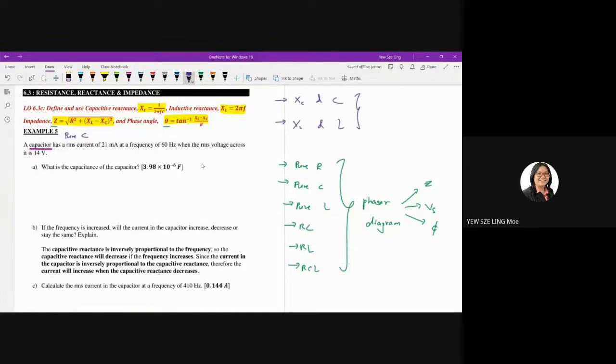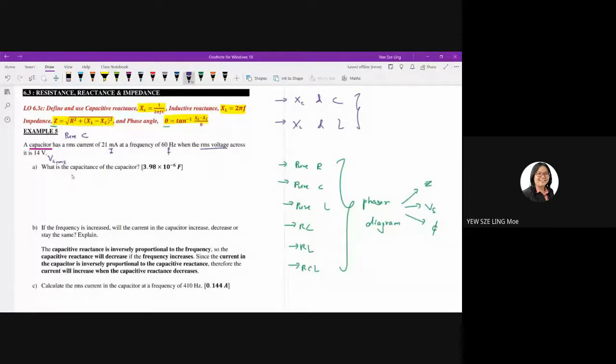Pure C circuit. So when you have a pure C circuit, what does it mean? Well, it tells you the RMS voltage across this capacitor. So this is your VC, and this VC is an RMS value, because it tells you the RMS voltage. Even if it didn't mention RMS in the question, by default you should know it is an RMS value. And then you're given the current right here and also a frequency, which is 60 hertz.